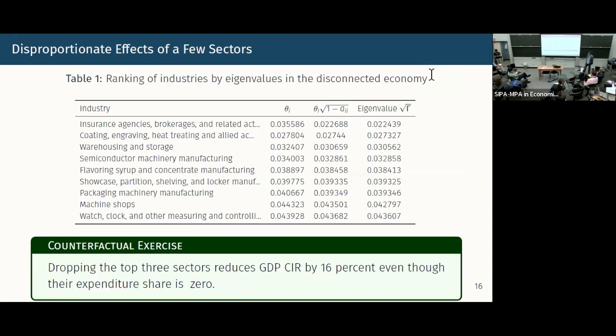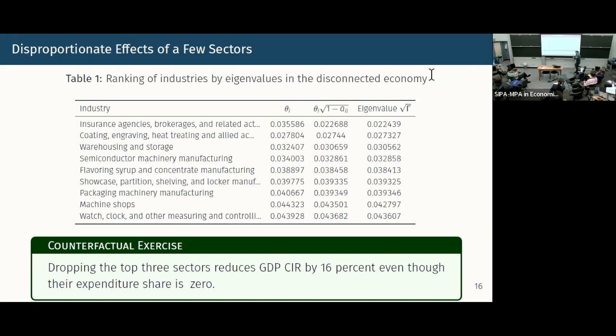To manifest this, let me do the following exercise. Let me rank sectors based on the persistence of their responses to a monetary shock and drop the 3 most persistent sectors from my analysis. They happen to be sectors that have almost combined 0 expenditure share. So in an economy without a network, they would have no inflationary impact, no effect on aggregate GDP. But in this economy, if I just drop them from my analysis and assume that my network doesn't have these sectors, the response of aggregate GDP in total decreases by 16%, even though they had 0 expenditure share.